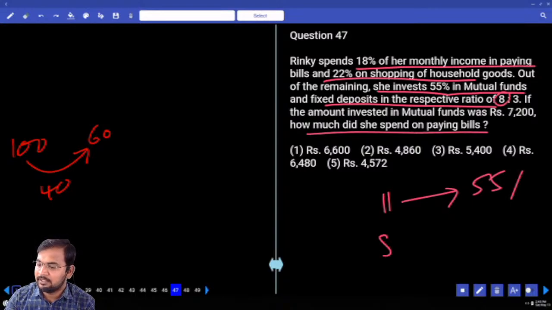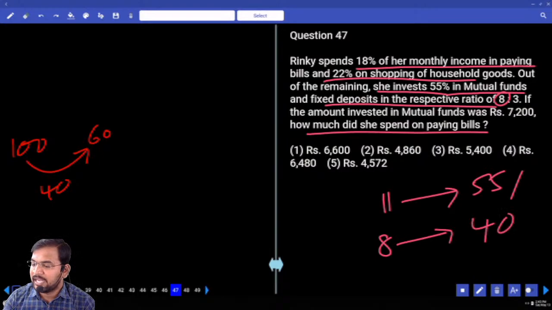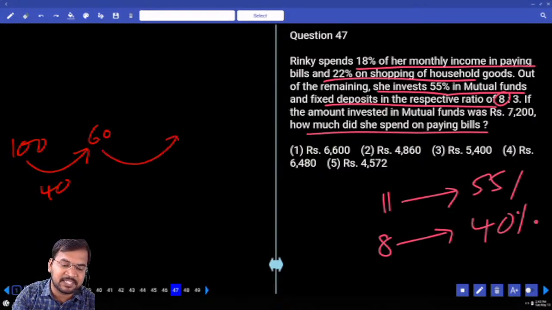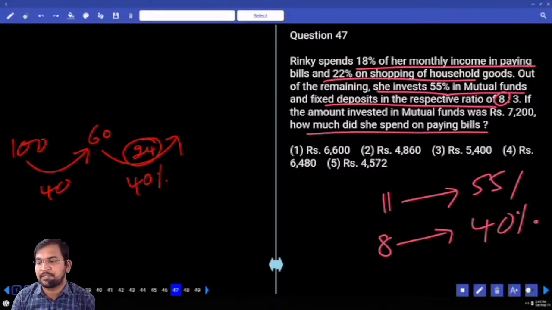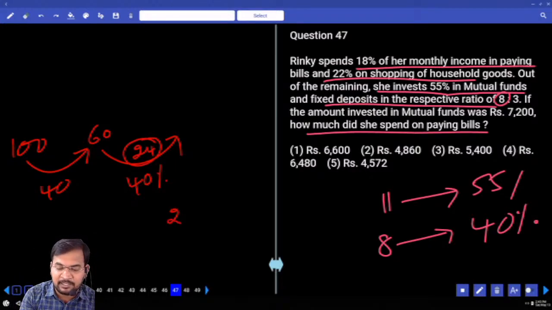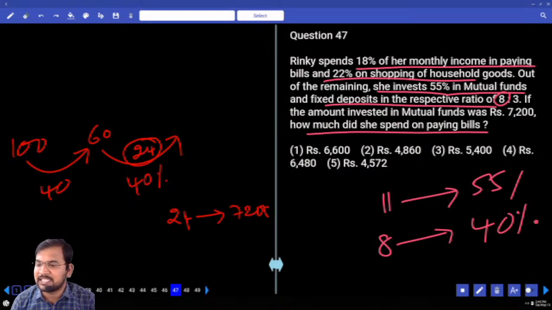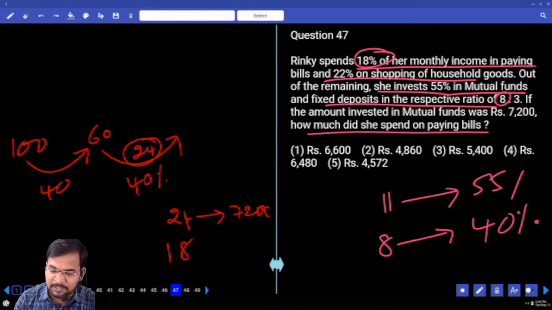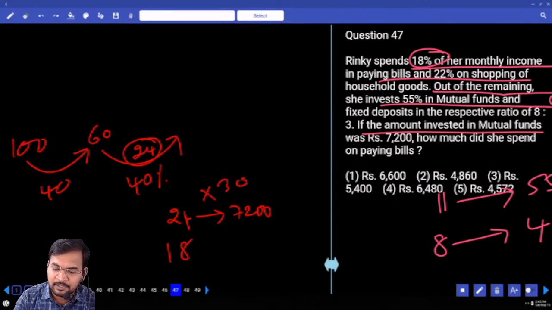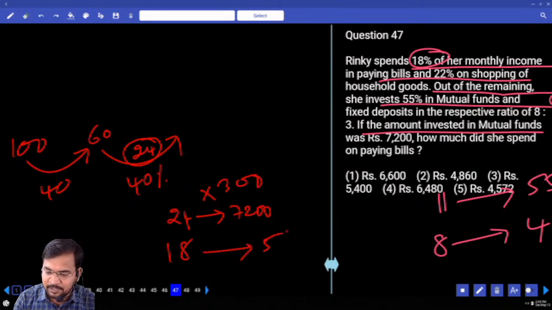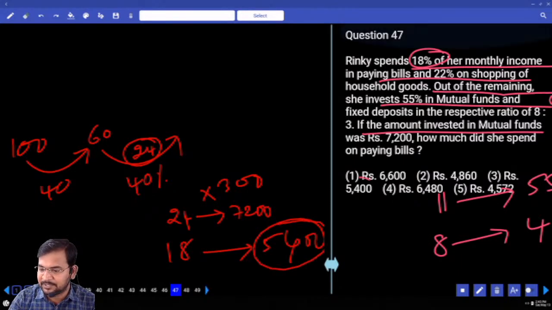8 parts. 8 parts is nothing but 40%. 40% of 60 is 24, so 24% she keeps in mutual funds. So 24 parts is nothing but 7,200. Now they are asking for paying bills. Paying bills is 18, so 300 times 18 is 5,400. Your answer is 5,400.